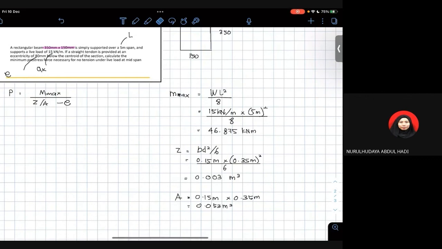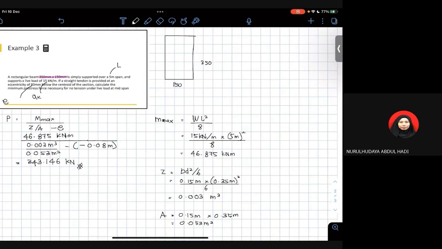So Mmax is 46. Kita check balik. 875 kilonewton per meter. Z is 0.003 meter cube. Dia kata eccentricity 80 mm below the centroid means that negative 0.08 meter. Okay, bagi 1000. Then my calculation I dapat 343.146 kilonewton. Tengok the units lah sebab kat sini kita pakai semua meter lah. So kita itu meter. Okay.